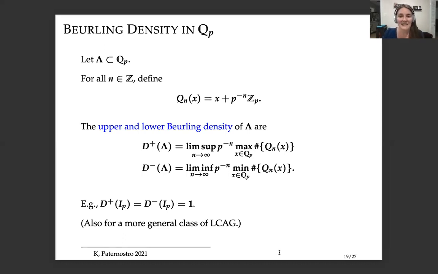And if you haven't seen Beurling density before, the basic idea is you take some sort of neighborhood, some ball, and you start growing out that ball. At each time you grow out the ball, you have a certain radius and you ask, how many points in my shift set lie in that ball? And then you move the ball of that radius around and count up all the different places where you have a shift.